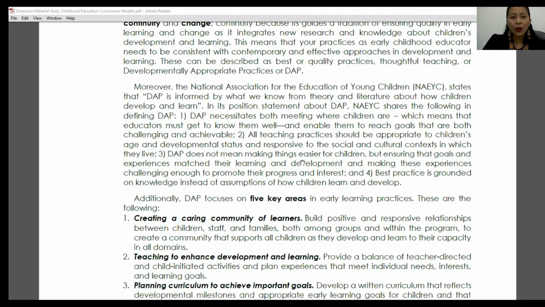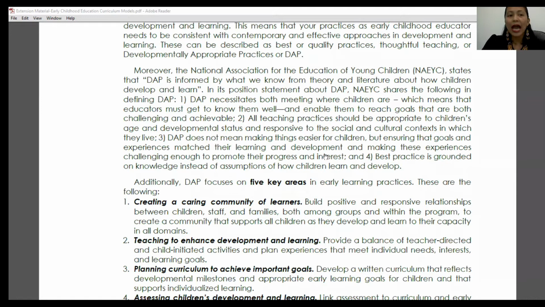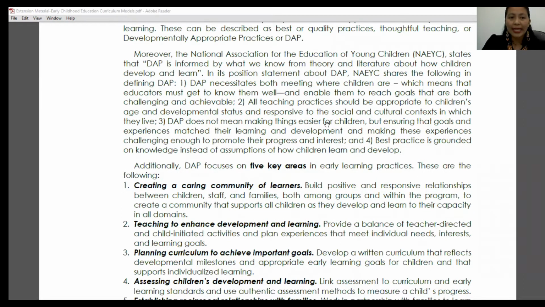So the National Association for the Education of Young Children, or the NAEYC, states that DAP is informed by what we know from theory and literature about how children develop and learn. In its position statement about DAP, NAEYC shares the following in defining DAP. Number one, DAP needs both meeting where children are, which means that we must get to know them well and enable them to reach goals that are both challenging and achievable.